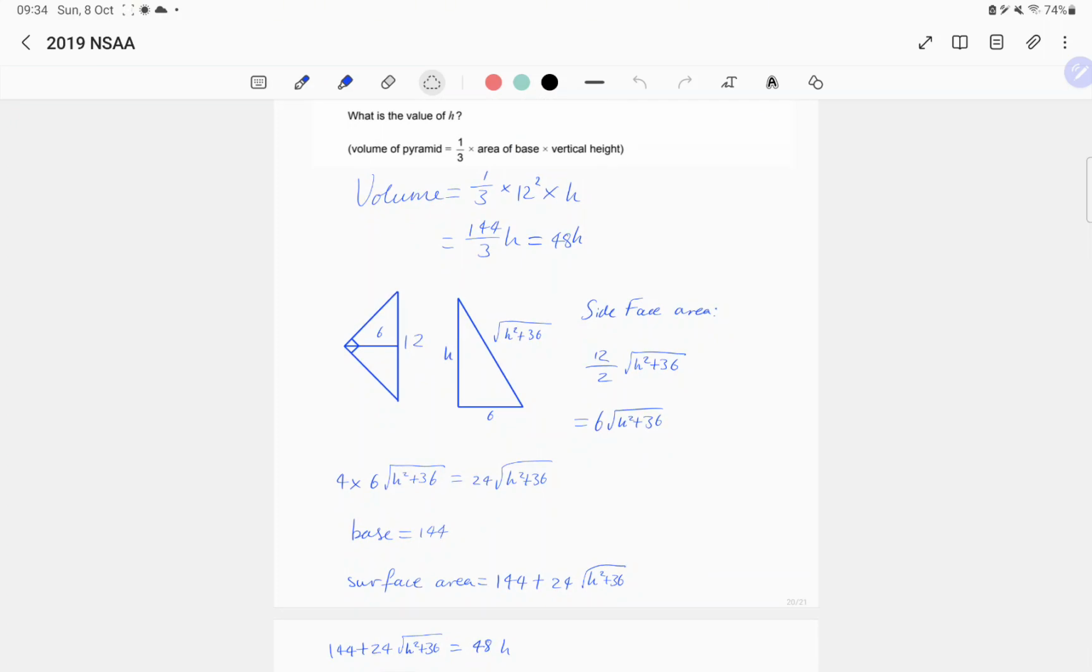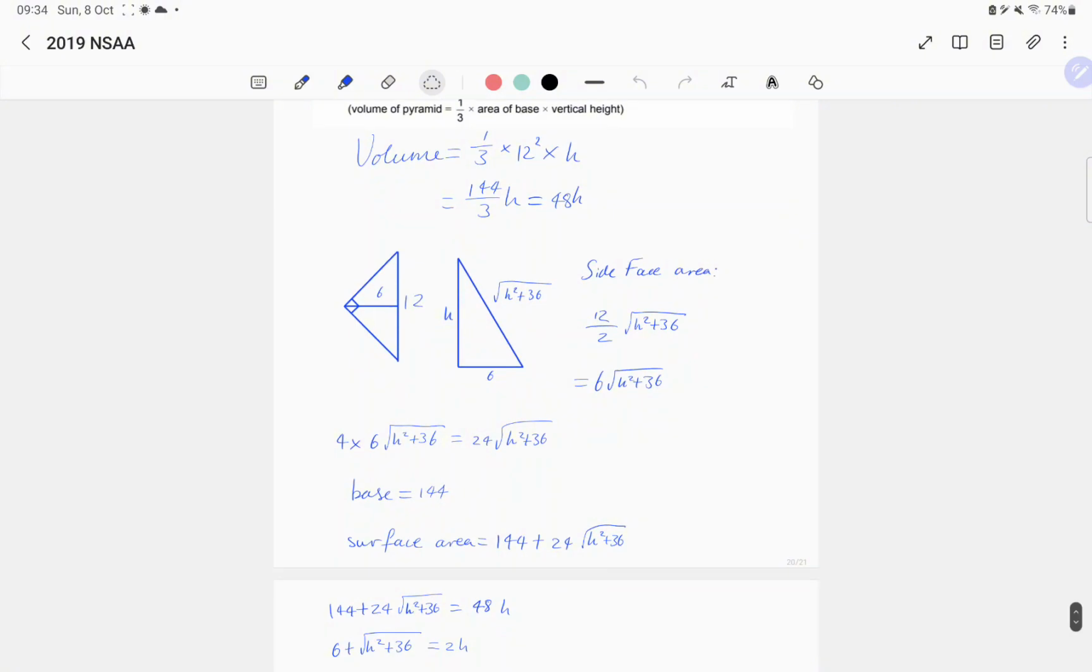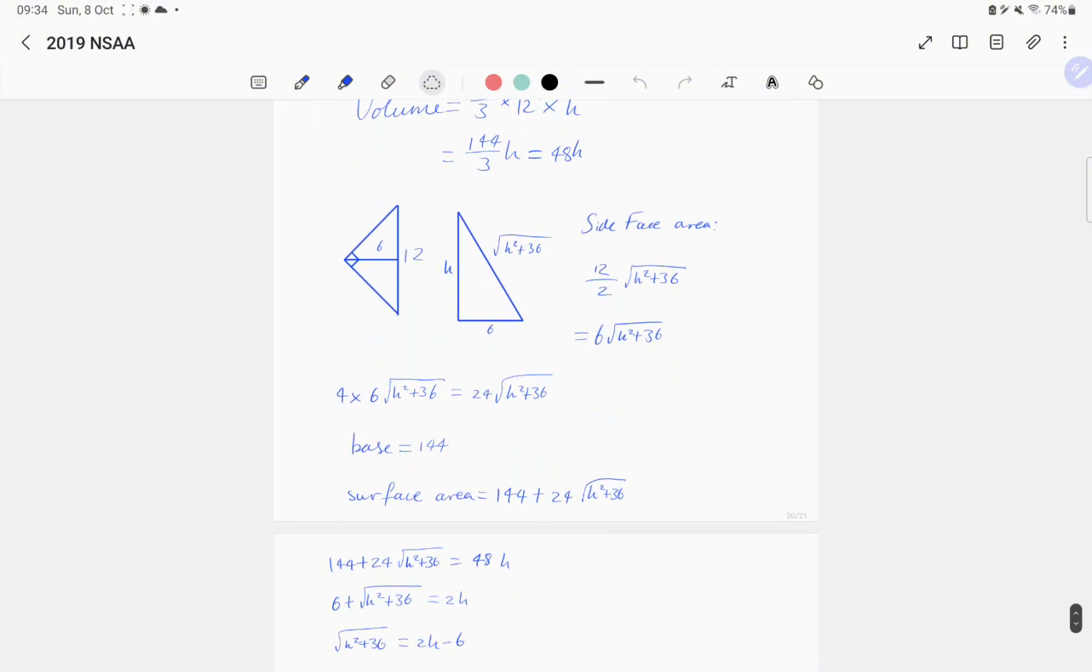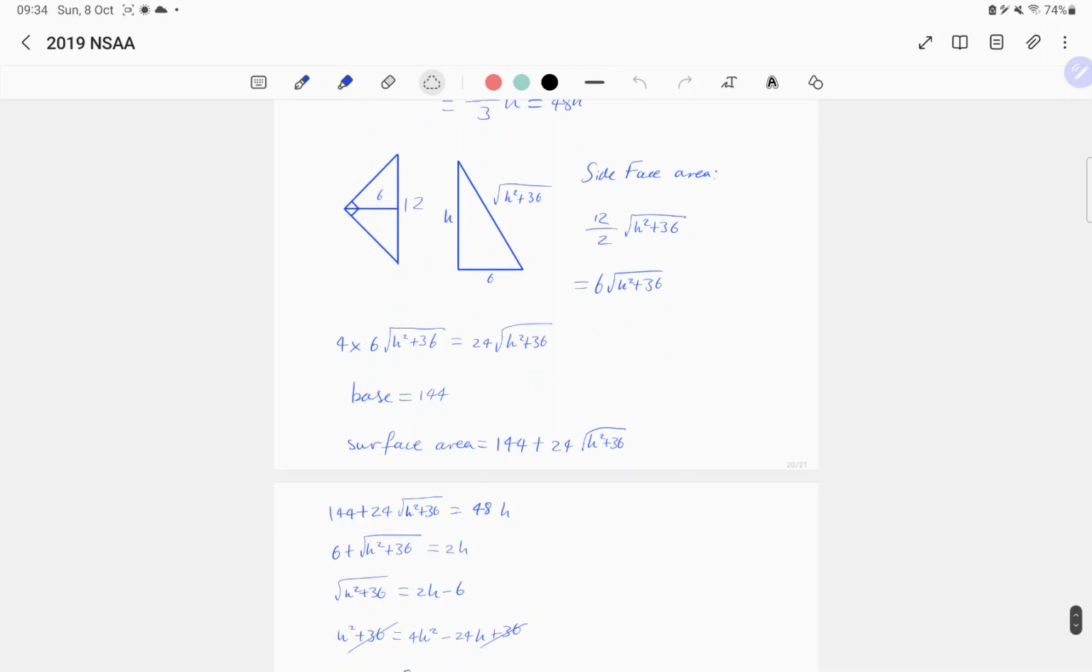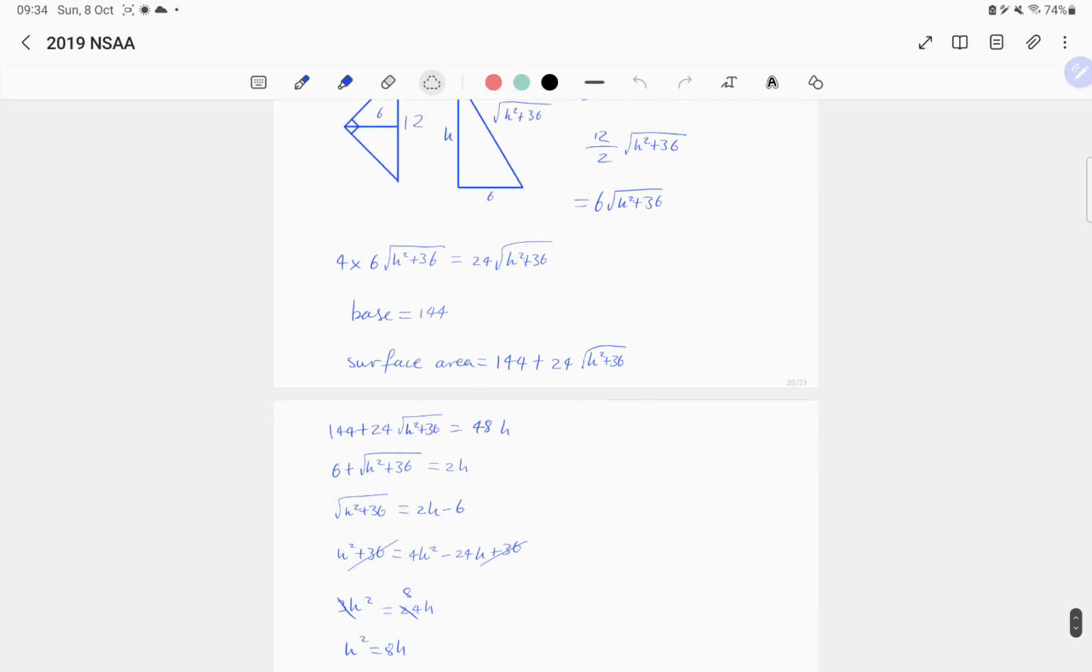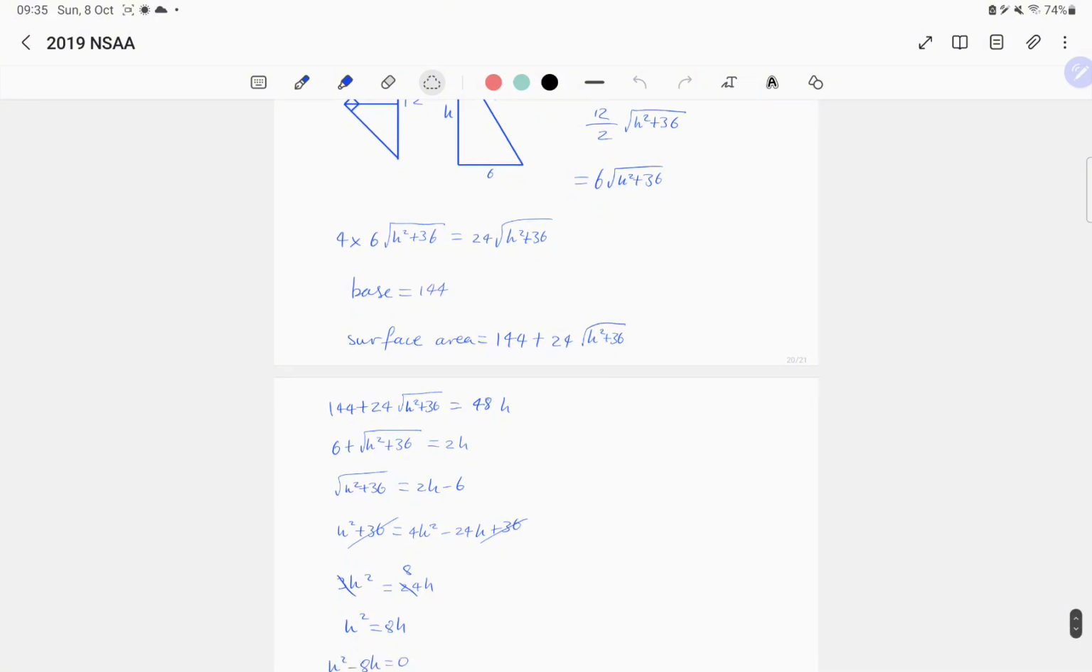Therefore, the total area of the 4 side faces is 4 times 6 times the square root of h squared plus 36, which is 24 times the square root of h squared plus 36. The area of the base is 144, and therefore the total surface area is 144 plus 24 square root of h squared plus 36. As mentioned in the question, we can equate this with the volume, which is 48h.